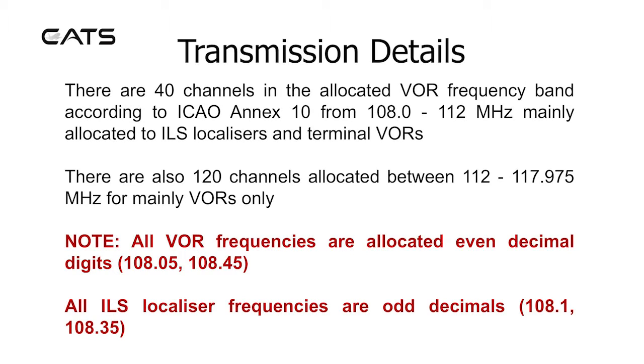Note, all VOR frequencies are allocated with the even decimal digits, for example 108.05 or 108.45. All ILS frequencies are odd decimals, for example 108.1 or 108.35.